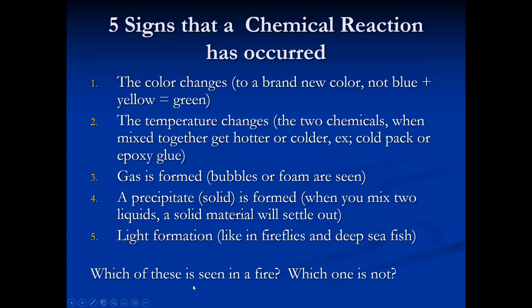Okay, so if I ask you which of these 4 or 5 is found in a fire and which one is not, let's take a look at them. Does the color change? Well, let's say we start with a piece of white paper. Does it go to gray or black? Yes, it does. So check for 1. Does the temperature change? Does it get hot? Yes, fires generate heat, telling you that there has been a chemical reaction. What are the two chemicals mixing together? It's oxygen and the paper.